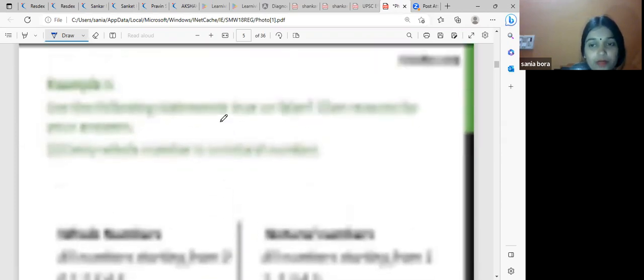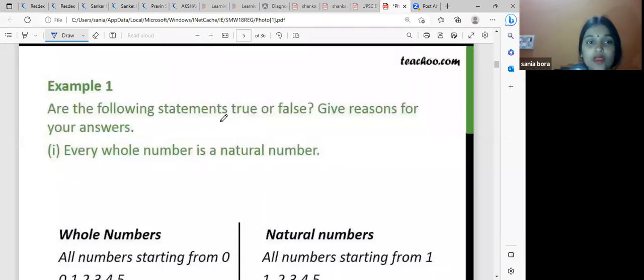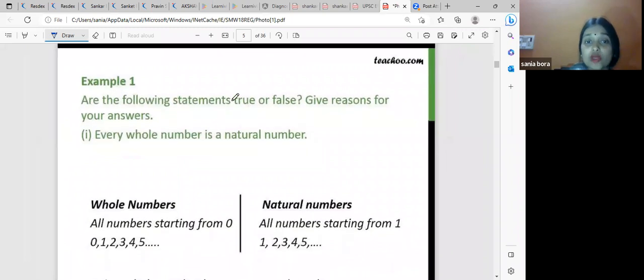So let's start with example number 1, and you will tell me if you are getting it or not. The first question is, and from this chapter you are going to get questions like this, whether the statements are true or not. Just listen very carefully, because from one question I'm going to tell you lots of related things, so accordingly we'll prepare. The first one is: are the following statements true or false? Give reason for your answer. Every whole number is a natural number.